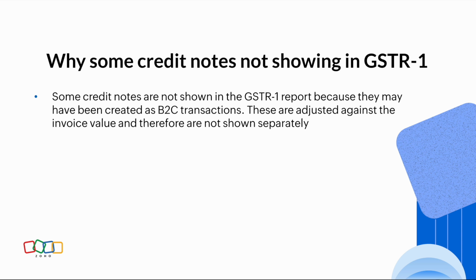Why are some of my credit notes not showing in GSTR 1? So, if there are any B2C credit notes, then they will not be shown separately in the GSTR 1. Instead, they will be adjusted with the corresponding invoice value.